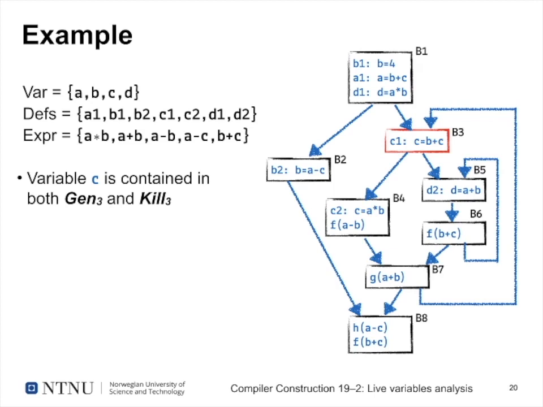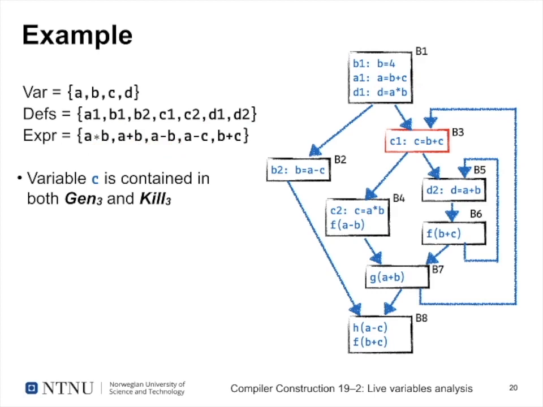So, for example, our first assignment here in basic block 1, b equals 4, just gets a label of b1, or our assignment here in basic block 3, c equals b plus c, is assigned a label c1. So we have a number of definitions, a1, b1, b2, and so on. So we enumerate all the definitions here in our program. And on the other hand, we are taking a closer look at all the expressions. So we have a times b, for example, here. We have a plus b, we have a minus b, and so on.